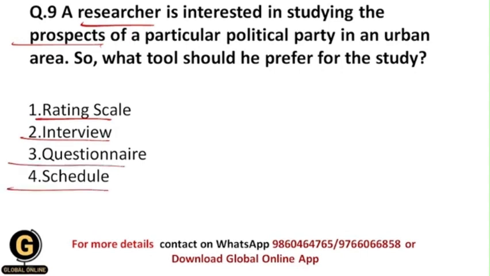So students, now here the researcher wants to study the prospects of a political party in an urban area. By taking consideration of all of these things we can understand that an urban area is an area which includes a lot of population, so the researcher can't take interviews, right? So the interview option gets eliminated because it will take lots of time for the researcher.